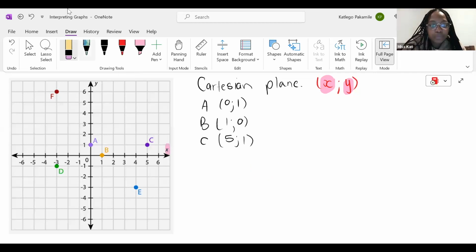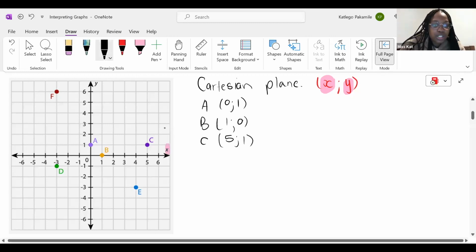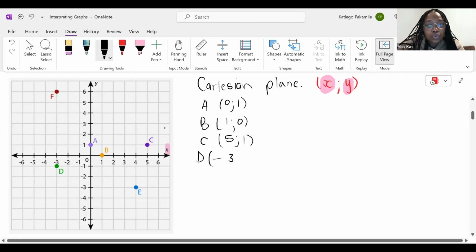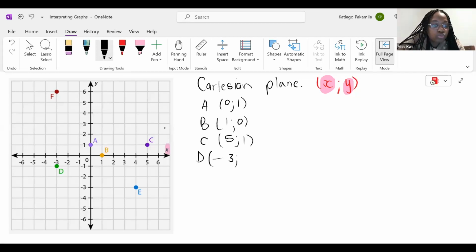Bulelwa. Hi, ma'am. I'm doing D. Let's see, coordinates for D. Open bracket, -3, comma, -1, close bracket. Beautiful, Bulelwa.